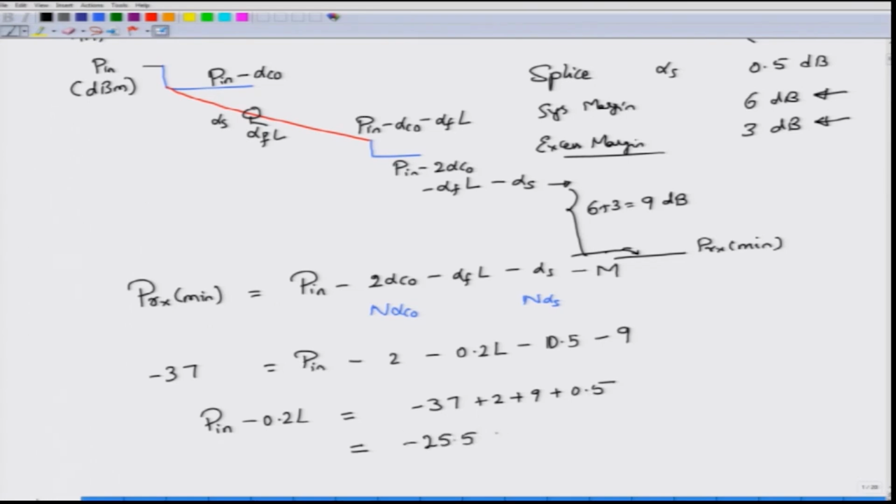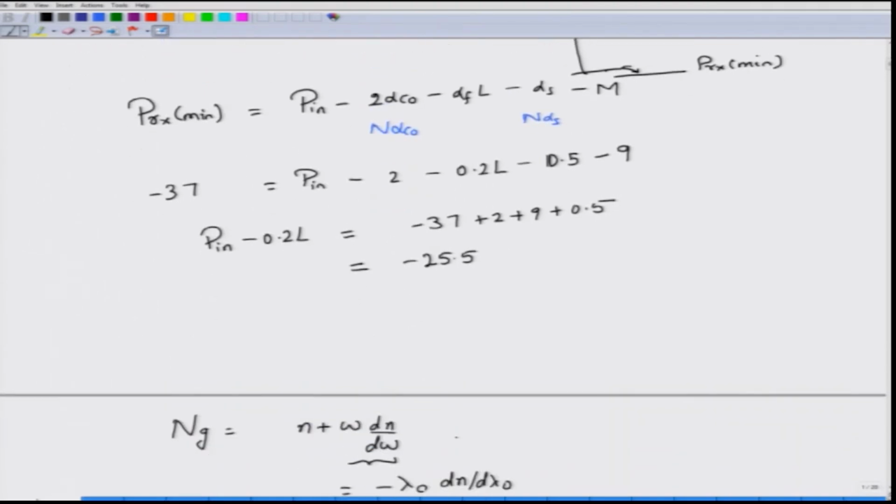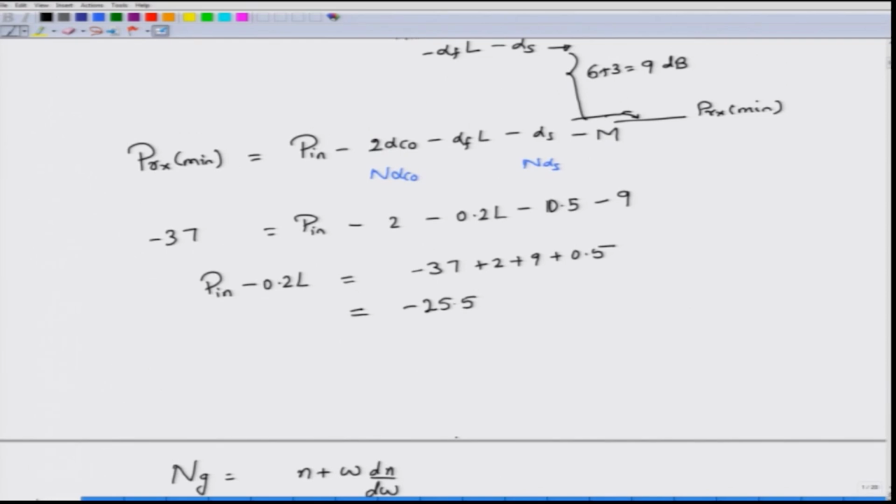Okay. So, this would be the power that you are looking at. This equation is what you are looking at. Now, it is interesting, I actually have two variables. So I can rearrange the variable slightly. I can rearrange it in this way. Let me rewrite this as P in is equal to minus 25.5 plus 0.2 into L. Okay. Now I will plot L versus P in.